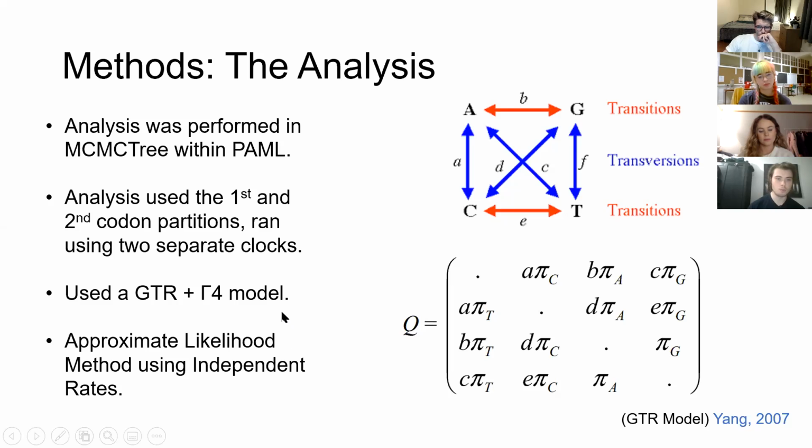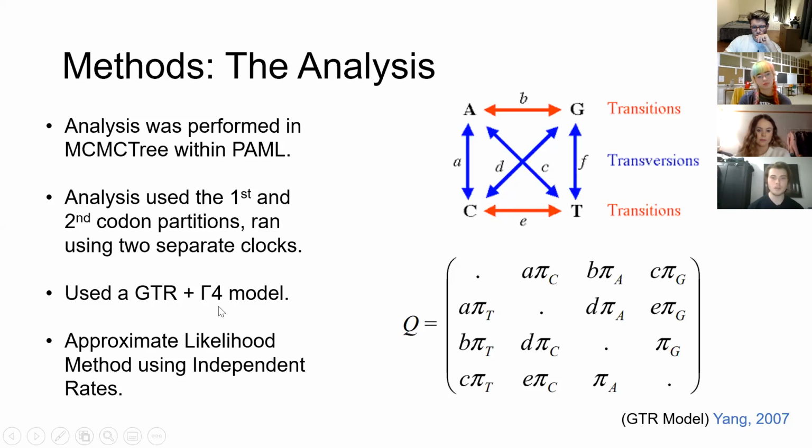And then this is the more complex bit where we used a general time reversible model with a gamma 4 rate. To walk you through that, a general time reversible model allows us to model the difference in the numbers of base compositions. So for instance, we've got cytosine and guanine, etc. They're not necessarily going to be equal throughout the genetic data, so that accounts for that.